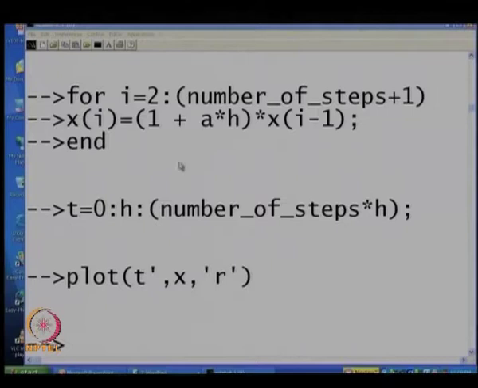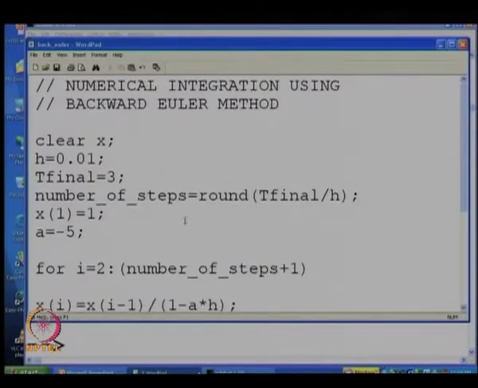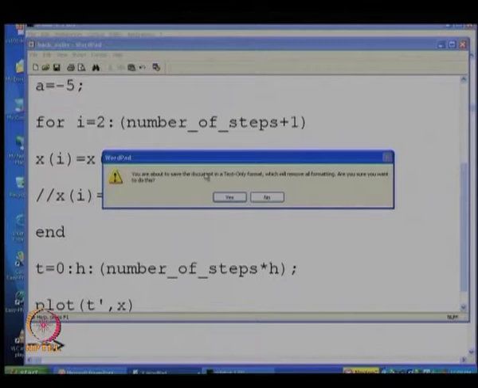Let us now go on and try to simulate the same system using the backward Euler method. Let us just have the same thing. This is the backward Euler method. h is equal to 0.01, T final is 3. The number of steps of course depends on the duration as well as h. The initial value of x is 1, a is minus 5. I will just save this.